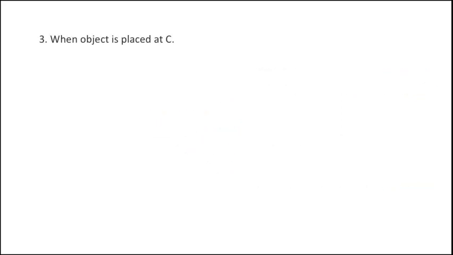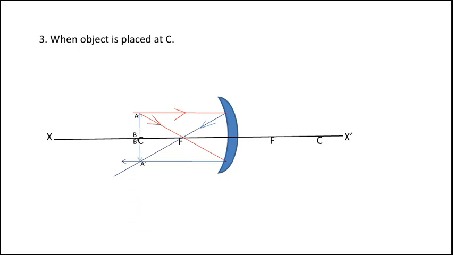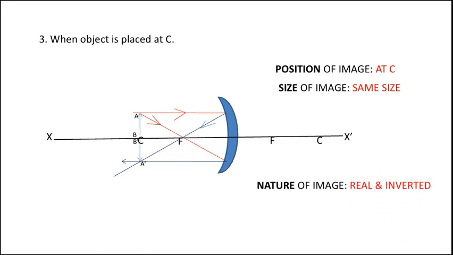And then position number 3 is when the object is placed at the center of curvature. Then rule number 1 remains the same. Parallel light will pass through the focus. Second, I have taken the line passing through the focus. It will reflect back parallel to the principal axis, vice versa. An image is formed at the center of curvature. It means when the object is kept at C, the image is also formed at C, which means the size will be the same, and the nature is real and inverted. Again you can see A dash B dash is an inverted arrow.